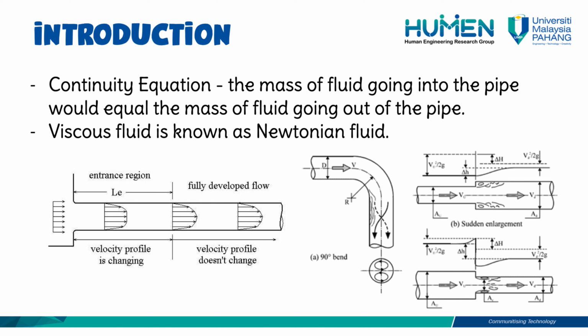You can see in the left hand side there is flow inside the pipes, so you can see the velocity profile is changing, starting from the entrance region to the end of the entrance region, and after that the velocity profile doesn't change anymore when it is fully developed flow inside the pipes. Meanwhile, in the right hand side you can see the fluid flow when it enters the 90 degrees bending pipe, and you can see also the laminar and turbulent flow in the pipes.